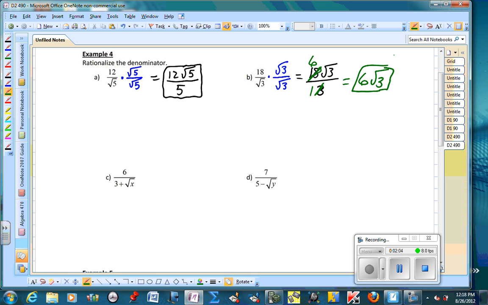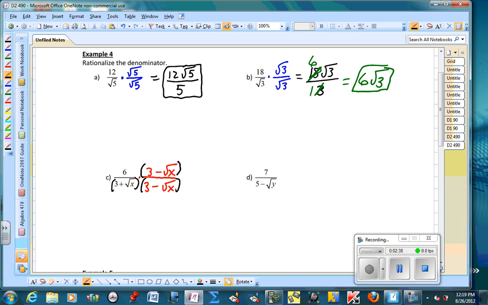Part C is a little different technique. We cannot simply multiply by the square root of x over the square root of x. That's not going to help us. What we are going to do is multiply by the conjugate of that denominator. So let's see what that looks like. The conjugate of 3 plus root x is 3 minus root x. So we will multiply by this fraction, 3 minus root x over 3 minus root x. When you multiply, we're multiplying by this entire quantity.